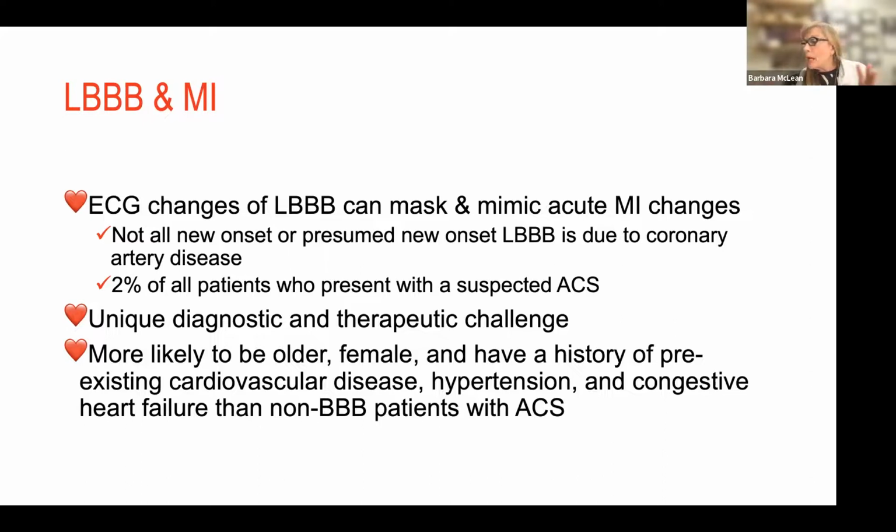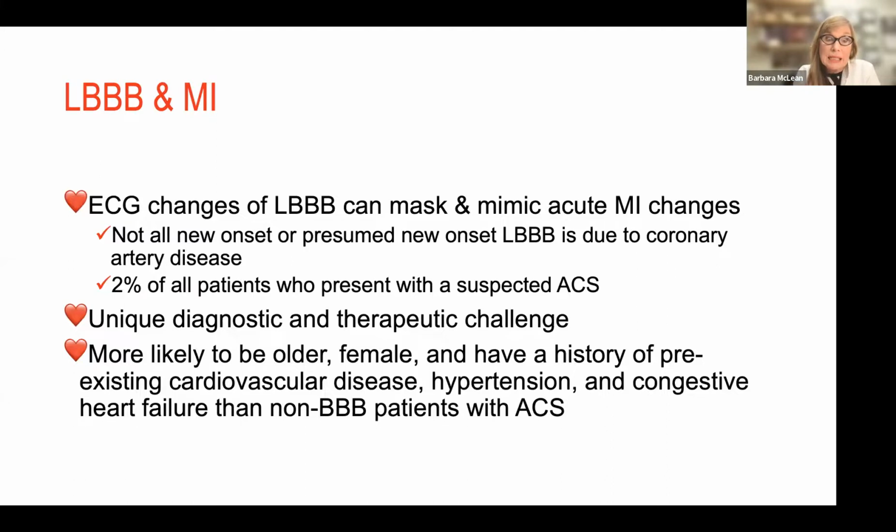So it used to be part of the ACS criteria, acute coronary syndromes criteria. New LBBB was diagnostic for ACS until proven otherwise. But now we say really less than 2% of all patients have a new onset left bundle branch block with an acute coronary syndrome. So really unusual. And that's where the Sgarbossa criteria come in.